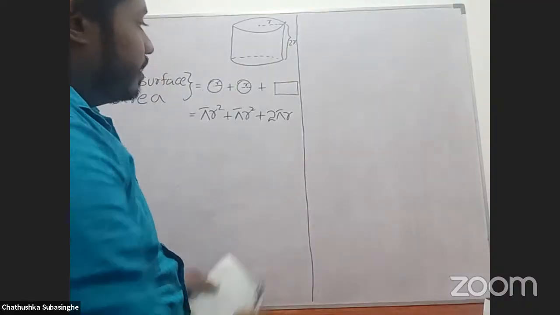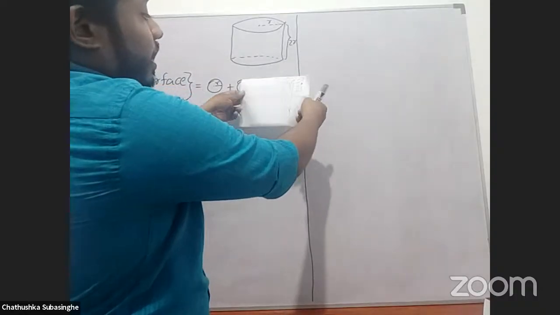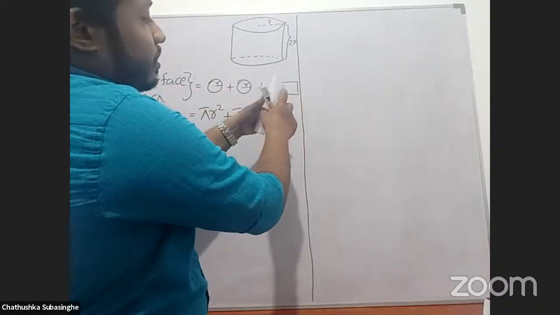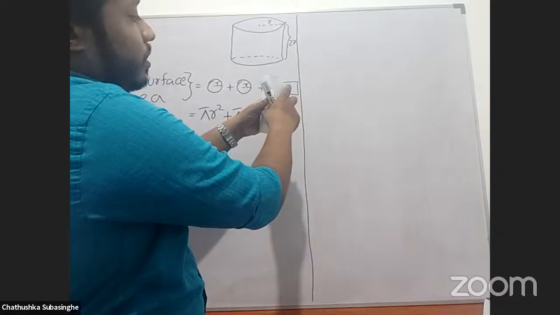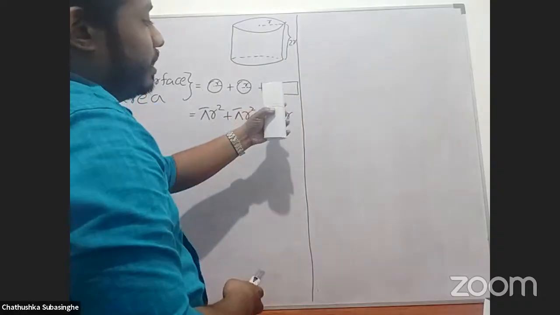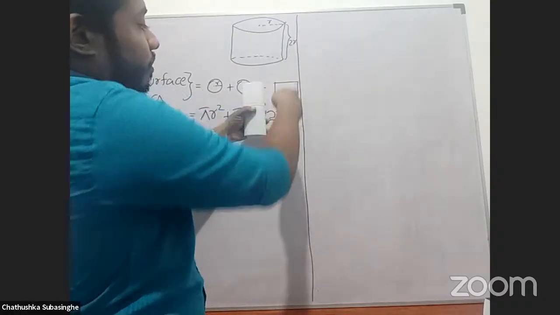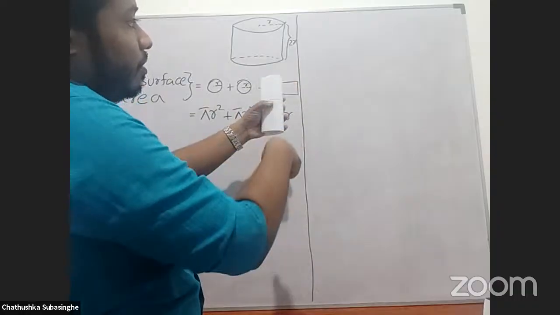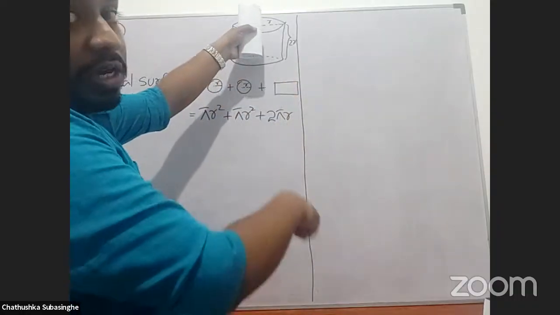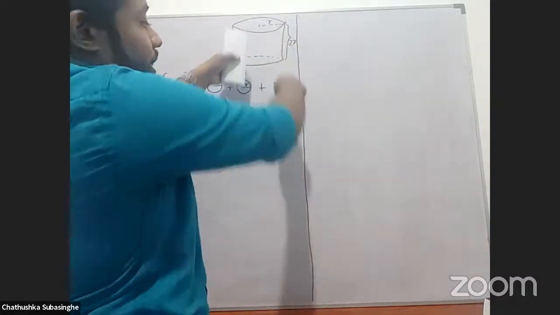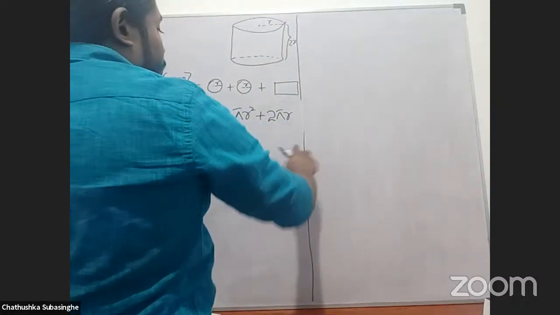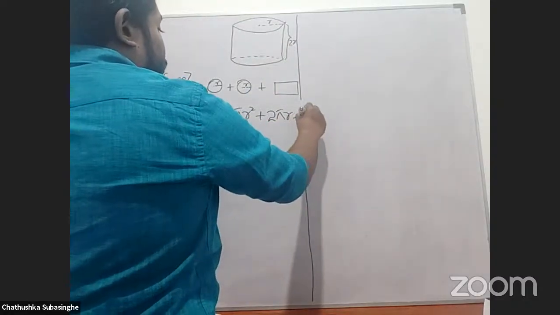Then let's say this is the rectangle. When I roll it, it becomes like this. Now the breadth becomes the height of the cylinder. See, the breadth becomes the height. The height is 2r, so I have to do plus 2r.